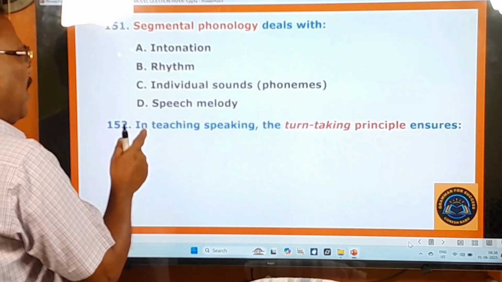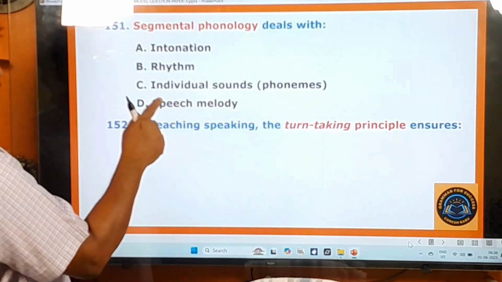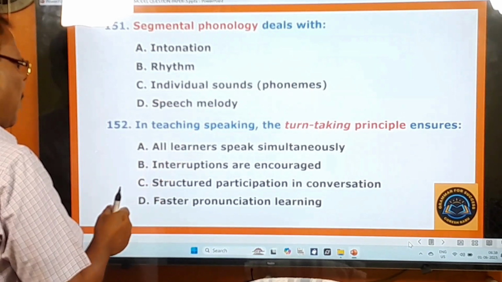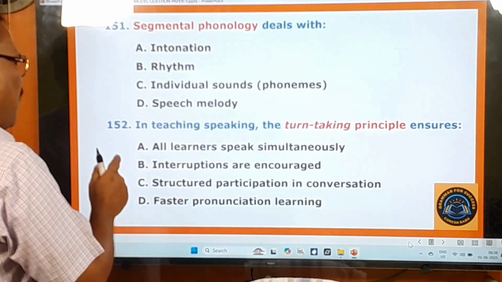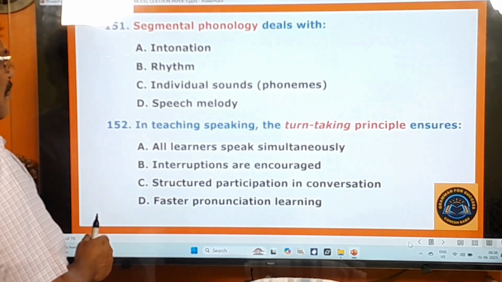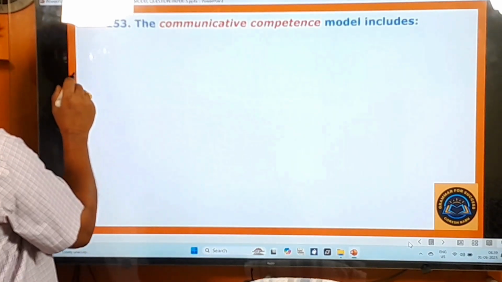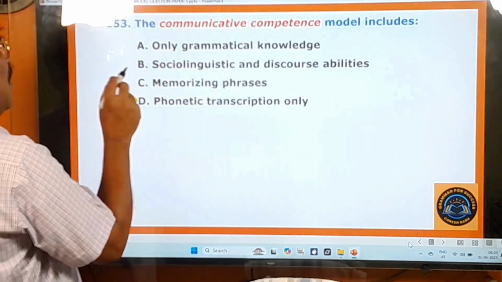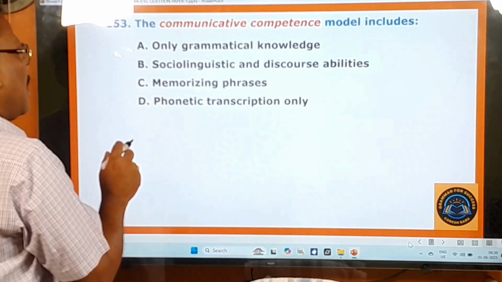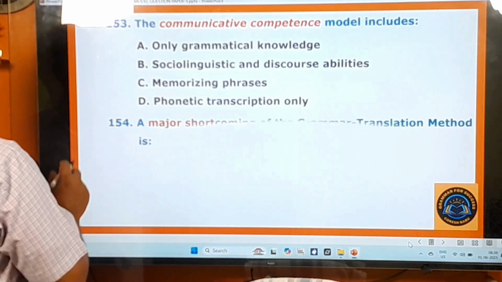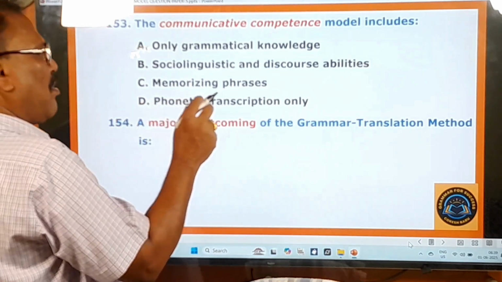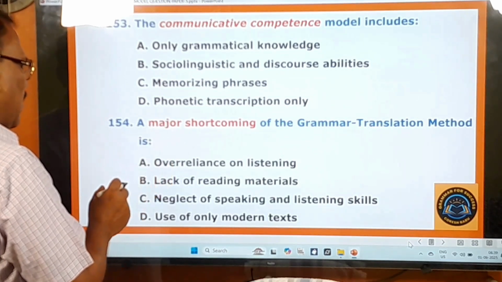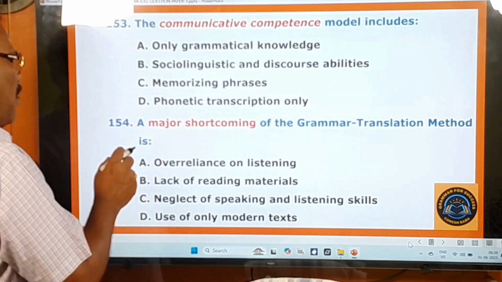152nd question, in teaching speaking, the turn taking principle ensures all learners speak simultaneously, interruptions are encouraged, structured participation in conversation, faster pronunciation learning. 153rd question, the communicative competence model includes only grammatical knowledge, socio-linguistic and discourse abilities, memorizing phrases, phonetic transcription only. 154th question, a major shortcoming of the grammar translation method is over-reliance on listening, lack of reading materials, neglect of speaking and listening skills, use of only modern texts.